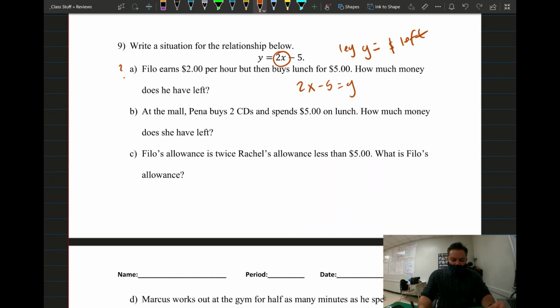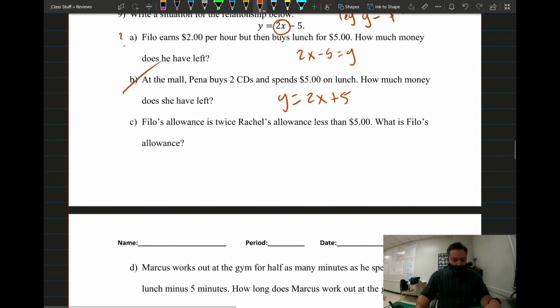Letter B. At the mall, Peña buys 2 CDs and spends $5 on lunch. How much money does he have left? Well, heck, I don't know. I don't even know how much money he had at the beginning, right? It doesn't give me anything. Y equals 2 CDs. I have no idea how much the CDs are. I guess 2x. And also, he spends $5. I don't know. That one doesn't make sense.